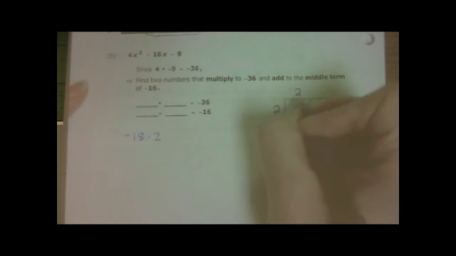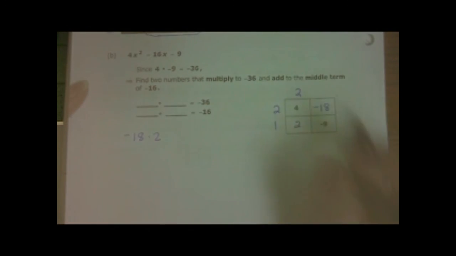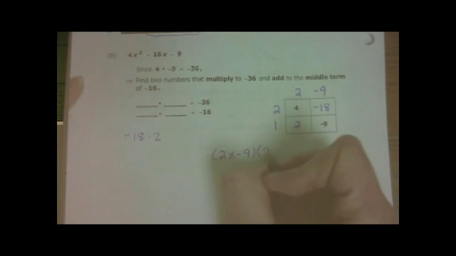My greatest common factor here is 2. 2 times 2 is 4. 2 times 1 is 2. And 2 times negative 9 gives me negative 18. The 2 and the negative 9 is 2x minus 9. The 2 and the 1 is 2x plus 1.